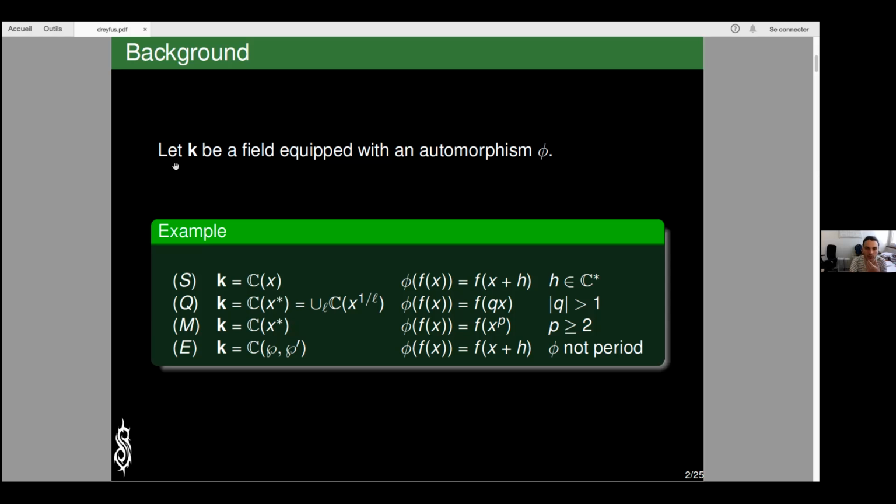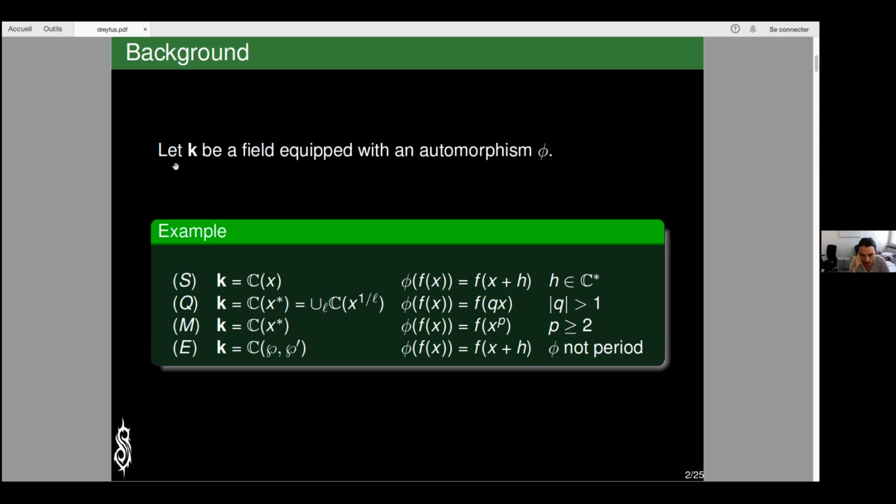Or you can consider the q-difference case. For instance, you can take phi of f of x maps to f of qx. Again, I don't want to have something cyclic, so I should ask that q is not a root of unity. But to be simple, just assume that q is not of modulus 1. And up to inverting it, you can assume that q is strictly bigger than 1. And for a technical reason that will appear later, in this case we have to take ramification.